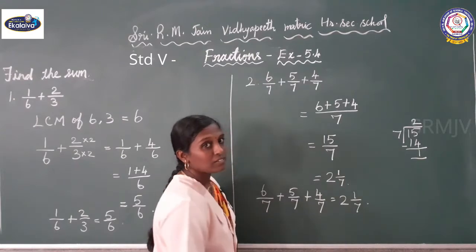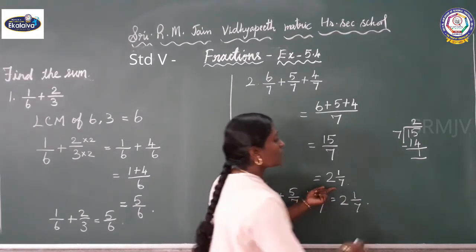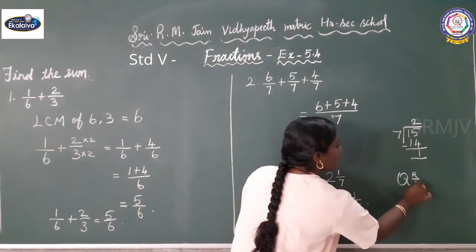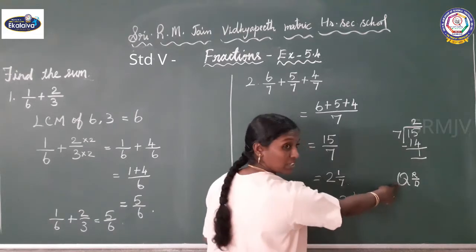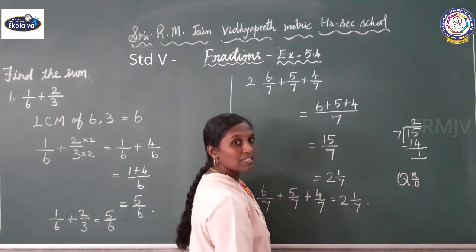Is it clear, children? Can you understand? While writing the mixed number, we have to write in the form of quotient, remainder by divisor. Quotient is a whole number, remainder by divisor is a fraction. Is it clear, children?